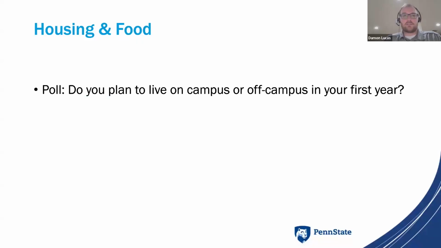So next, let's go over housing and food. I know people have their emojis on here. I forget which one's there, but we'll do the thumbs up if you plan on living on campus, and then I guess we'll do the high five if you're going to plan to live off campus. Pick either one of those.